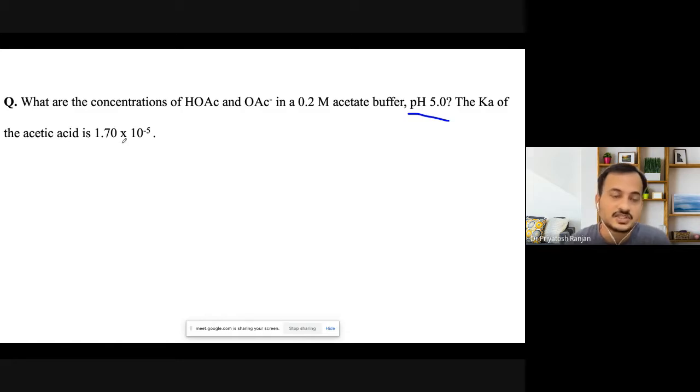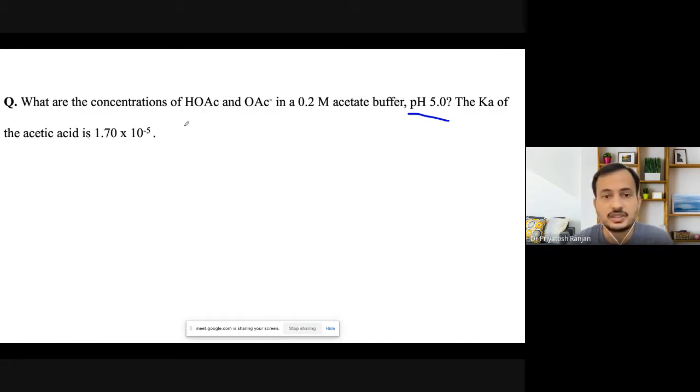We can solve the same question in 3 different ways, and let's have a look at all 3 different ways in which we can solve this problem. Now the first thing, what are the things they have mentioned in this question? A couple of things you need to remember.